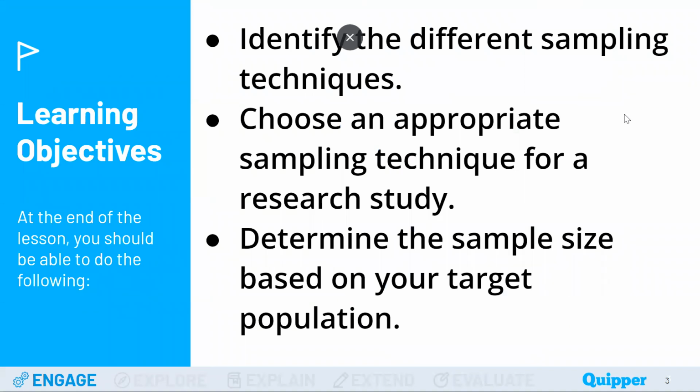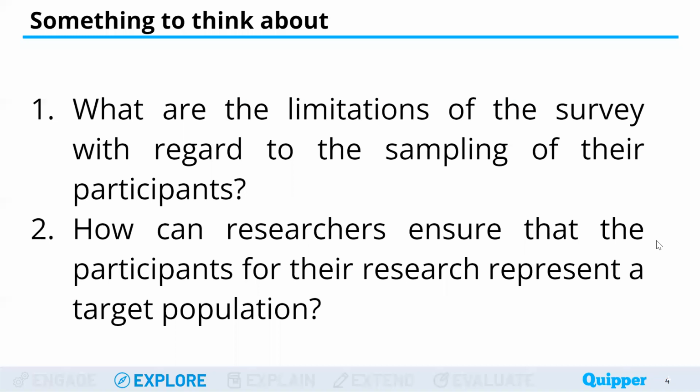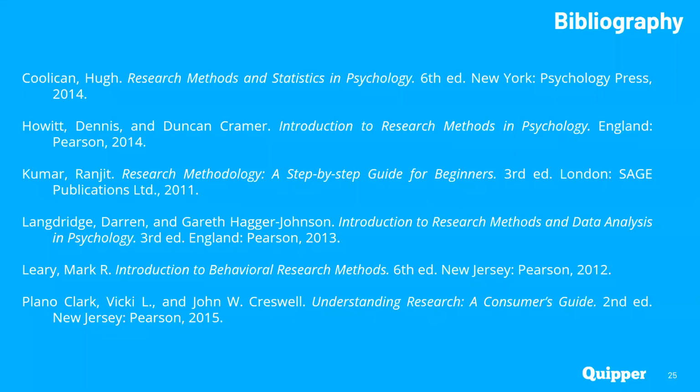So at the end of this discussion, we should be able to identify the different sampling techniques. Choose an appropriate sampling technique for a research study. Determine the sample size based on your target population. Okay, so what are the limitations of the survey with regard to the sampling of their participants? And how can we or the researchers ensure that the participants for their research represent a target population?